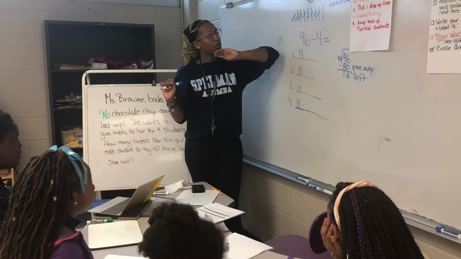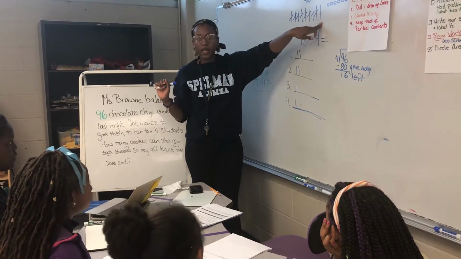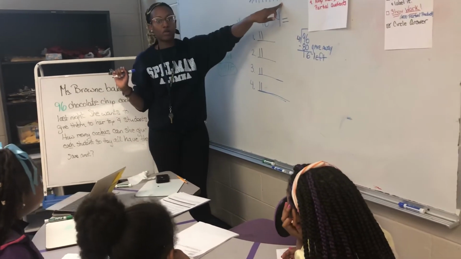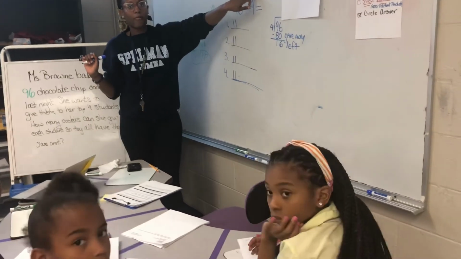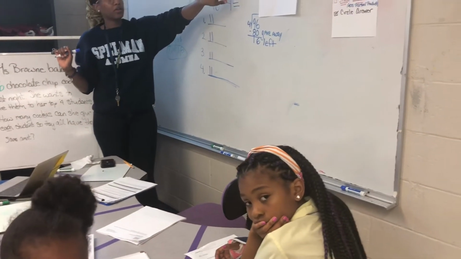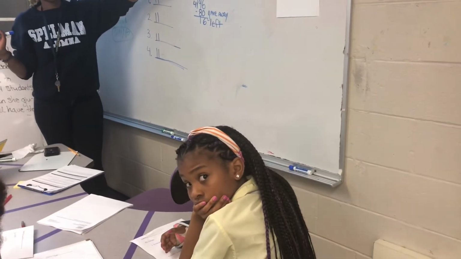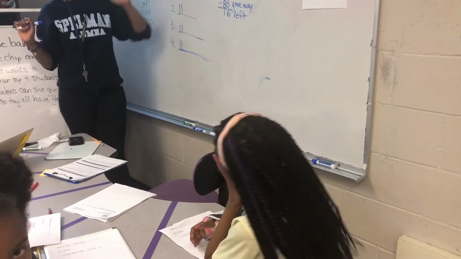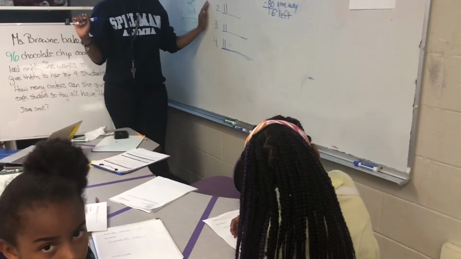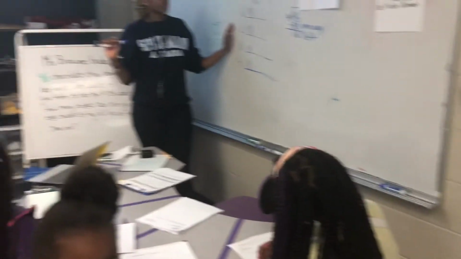What do you do with the left? What do I do with this last? How do I deal or distribute the rest of the cookies, those 16 cookies, so everybody gets the same amount? What do we need to do with that 10?